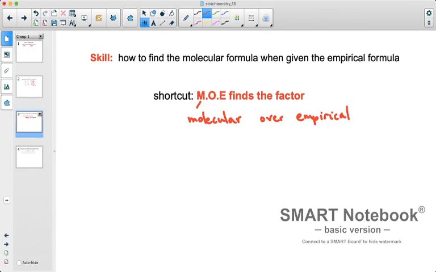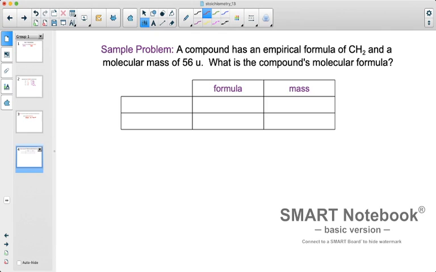All right, so let's take a look at a sample problem. The sample problem reads, a compound has an empirical formula of CH2 and a molecular mass of 56 atomic mass units. What is the compound's molecular formula? So once again, the skill is really finding the molecular formula. That's really what we need to do. And we are given the empirical formula.